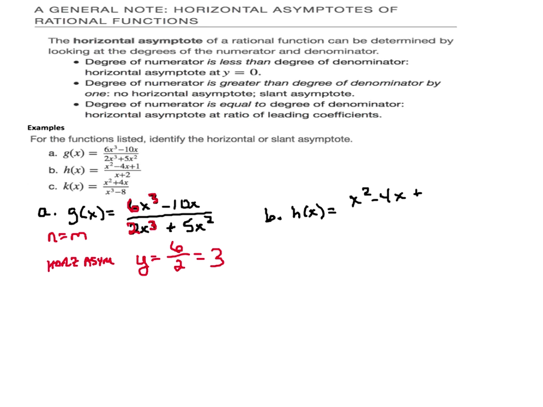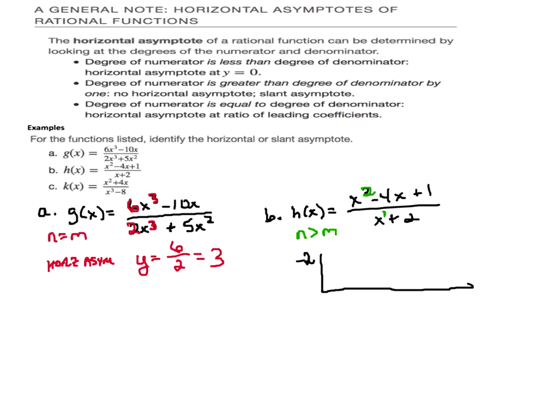Let's look at the next case. The next case is when h of x equals x squared minus 4x plus 1 over x plus 2. Notice the degree of my numerator is greater than the degree of my denominator. So n is greater than m here. This is where we have to do the division and find out the slant asymptote.